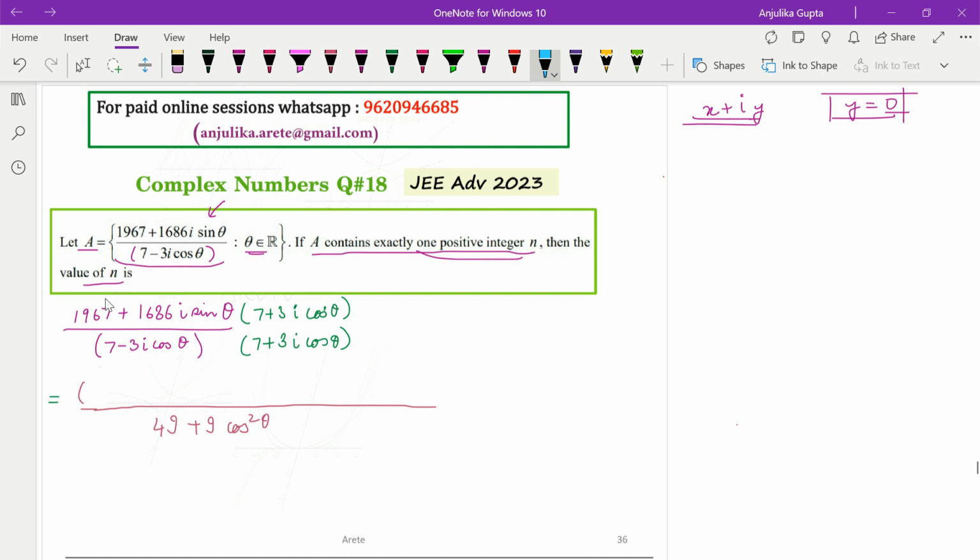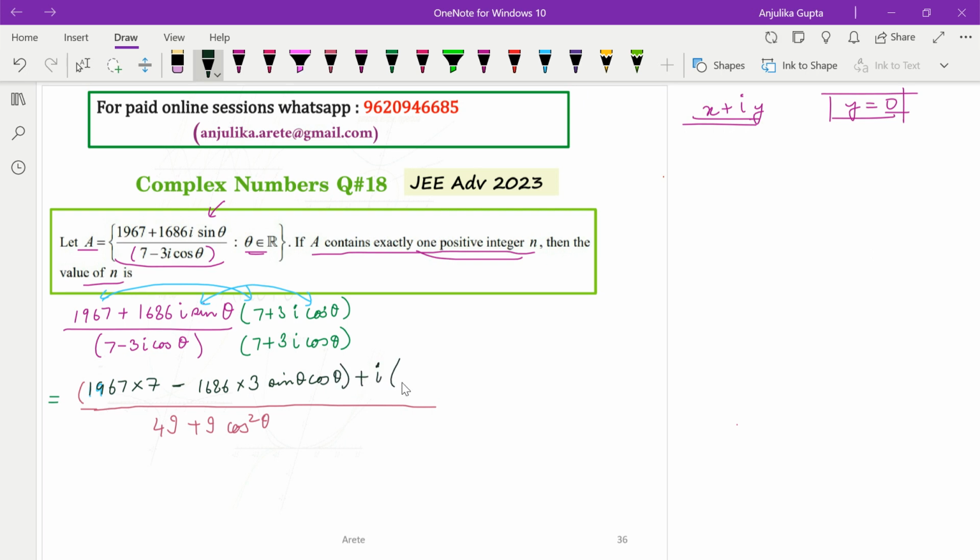You get the real part when you multiply this with this, and also this with this. So let's write what you get. You get 1967, but the numbers are huge, so let's not multiply them, plus, since i squared is negative 1, I am writing negative 1686 times 3 sine theta cos theta. This is your real part. Now the imaginary part, we already took i out, and then we write the rest of the part.